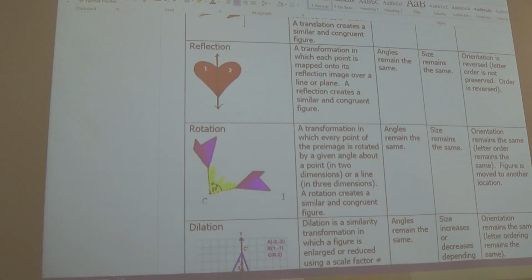The angles remain the same, the size remains the same, and the orientation remains the same. So the figure is still labeled the same way.